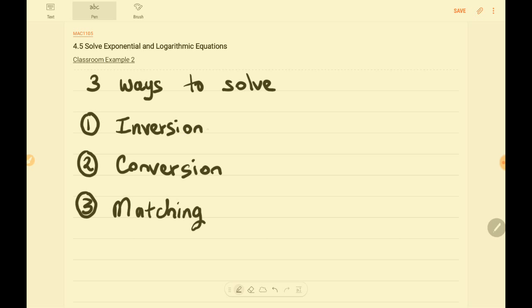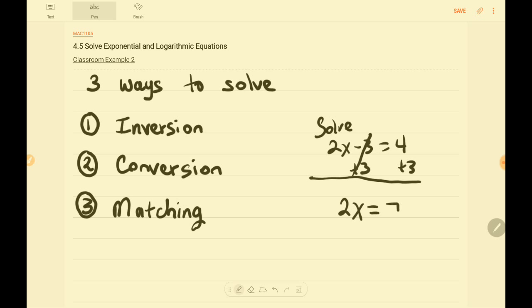Now, by inversion, I mean inverse operations. To give you an idea of what I mean by that, if we had a linear problem and we were asked to solve something like 2x minus 3 equals 4, what would we do? We would do inverse operations until x was isolated, right? So instead of subtracting 3, we would add 3 and treat both sides exactly the same way. Then we would have 2x equals 7, and then we would invert the multiplication by 2 to get our answer. So that's what I mean by inversion.